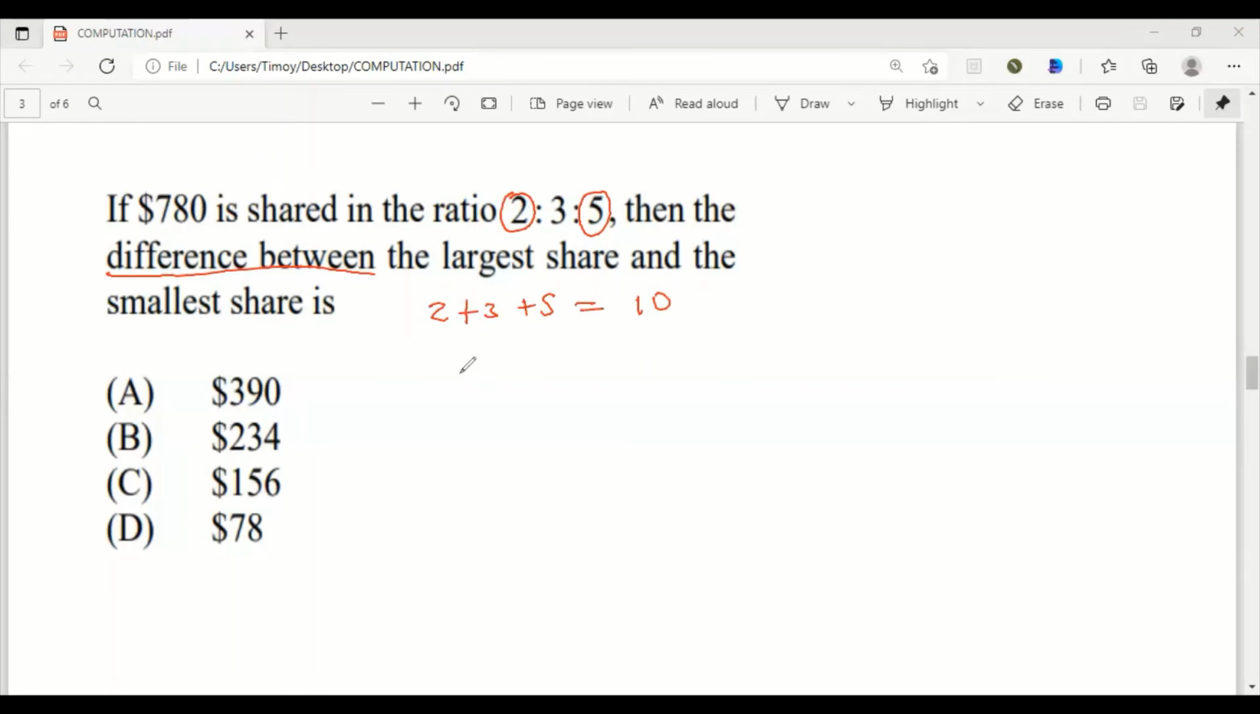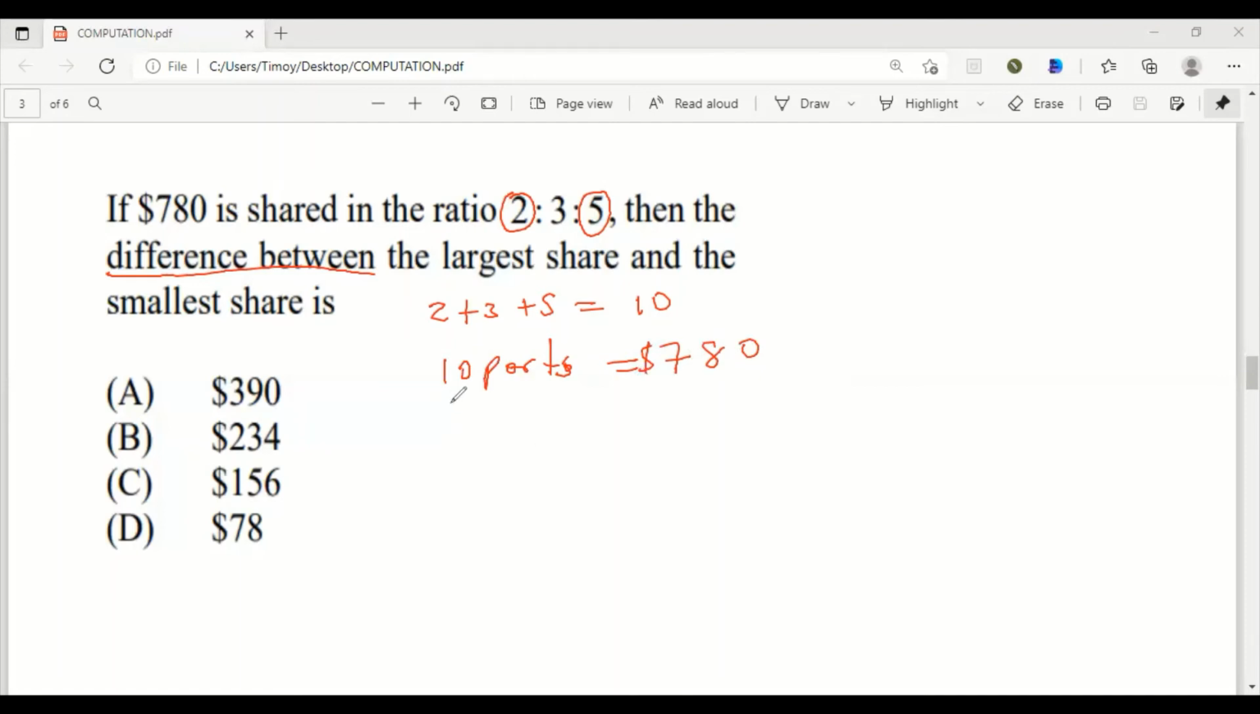So what am I saying? I'm saying that 10 parts, right? You could write it out. 10 parts is equal to the total money that they give us, which is the whole, which is $780. So if 10 parts is equal to 780, what would 1 part equal to?